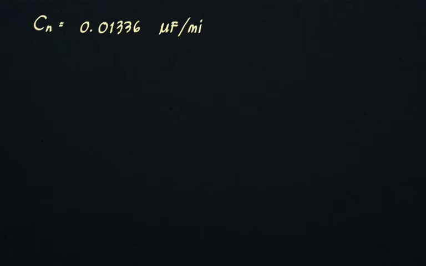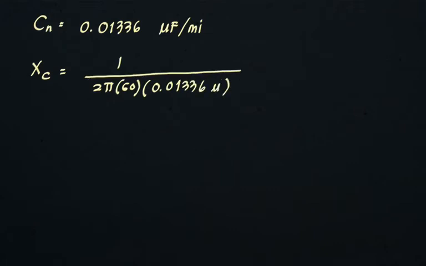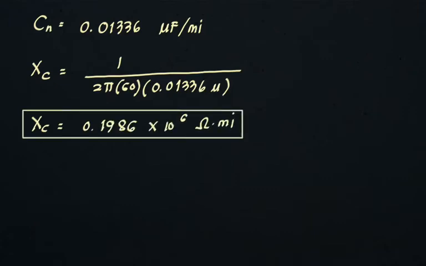So our Cn is now 0.01336 microfarad per mile. The reactance will be 1 over omega C, so it will now be 0.1986 times 10 to the 6 ohm-mile. Because it is farad per mile, and XC is 1 over omega C, the C is in the denominator, so the mile goes up. So that's our XC.